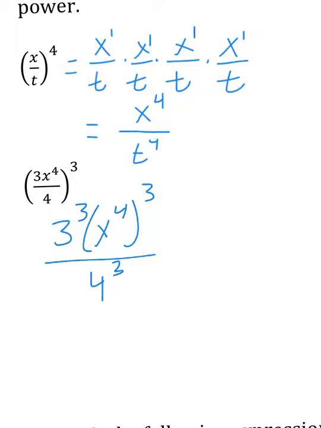So if we have 3 to the third, that gives us 27. Okay, we can just put that in our calculator. And then we have x to the 4th to the third. Okay, we're raising a power to a power, so we should multiply those exponents. So we get x to the 12th. And then that's going to be divided by 4 to the third. If we put that in our calculator, we'll get 64. Okay, so 27x to the 12th divided by 64.